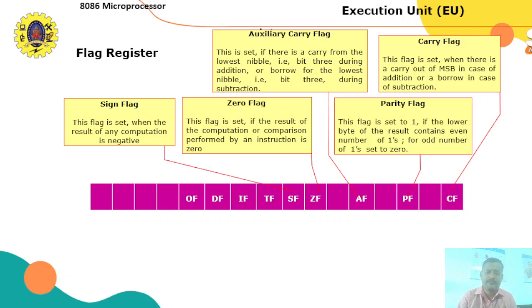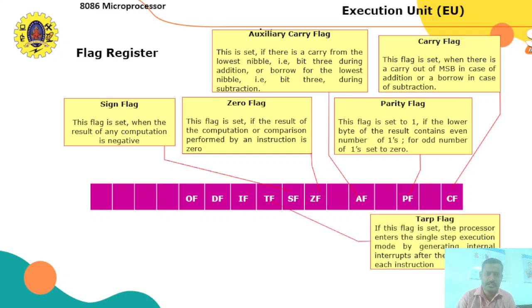Normally for sign detection, we use the MSB bit as the sign flag. Whenever the MSB bit is 1, it indicates a negative number. Whenever the MSB bit is 0, it indicates a positive number. So whether the result is positive or negative will be indicated by using the sign flag.